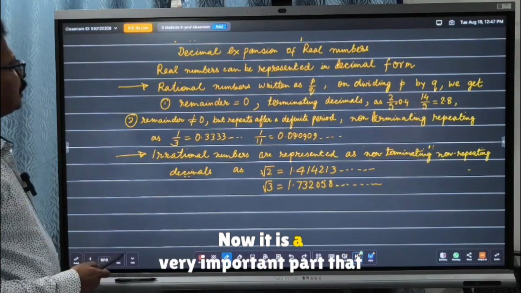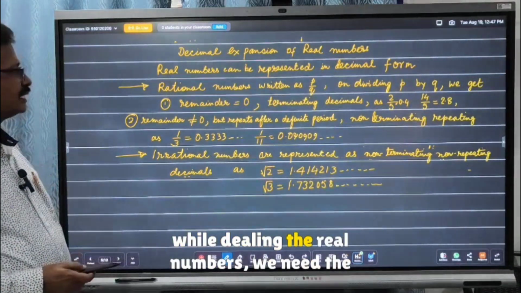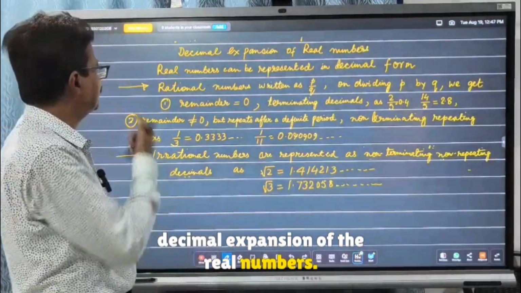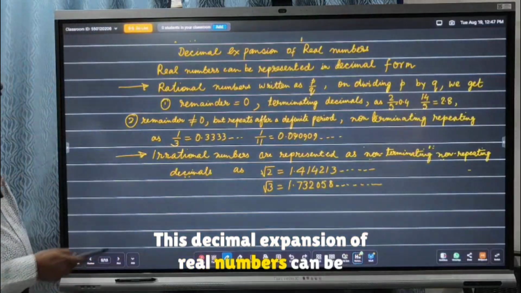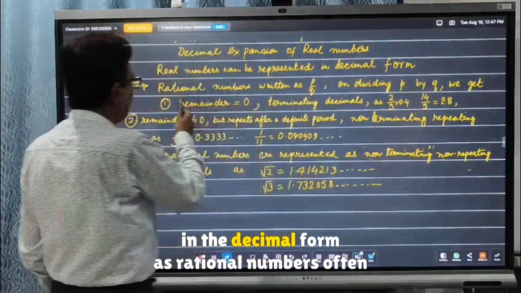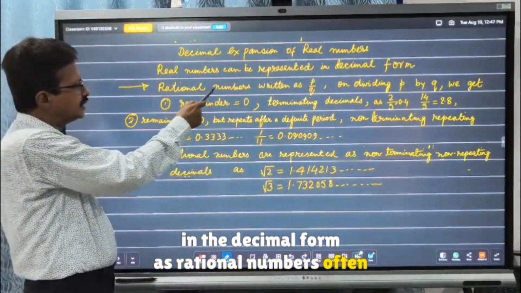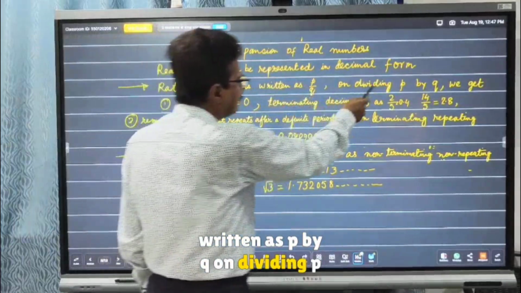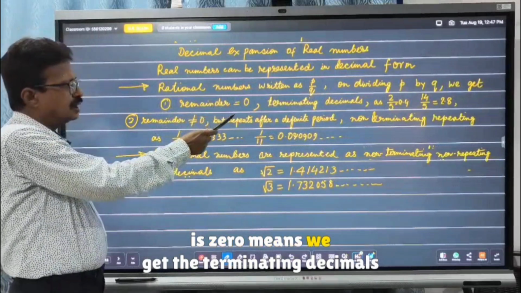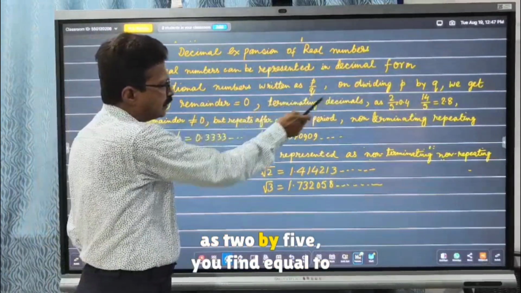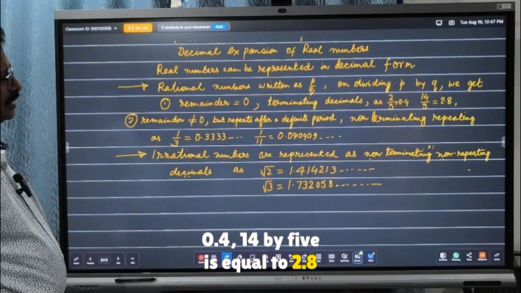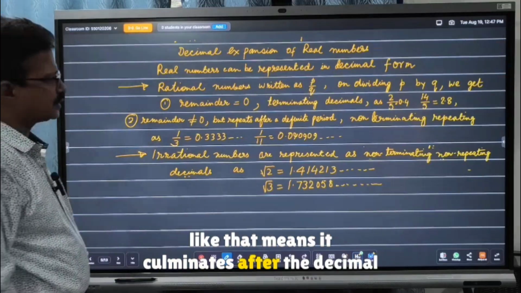Now, it is a very important part that while dealing with real numbers, we need the decimal expansion of real numbers. This decimal expansion can be represented in decimal form as rational numbers, often written as P by Q. On dividing P by Q, when the remainder is 0, we get terminating decimals. 2 by 5 is equal to 0.4. 14 by 5 is equal to 2.8, like that. It terminates after the decimal, it ends.